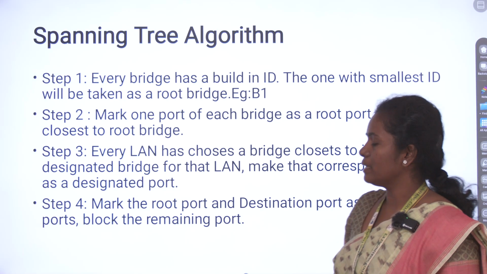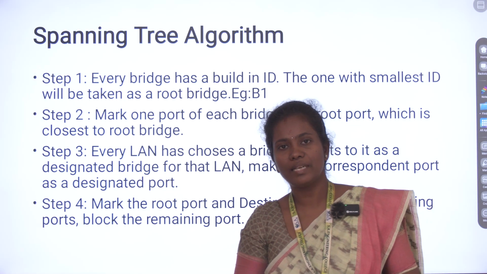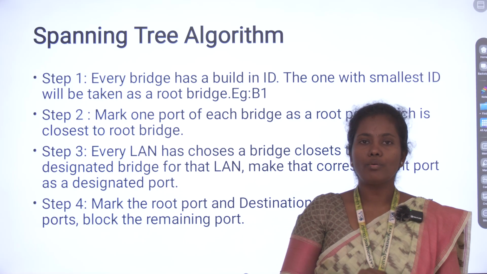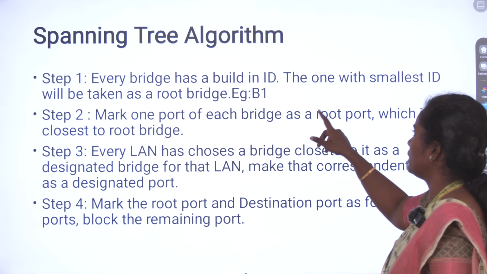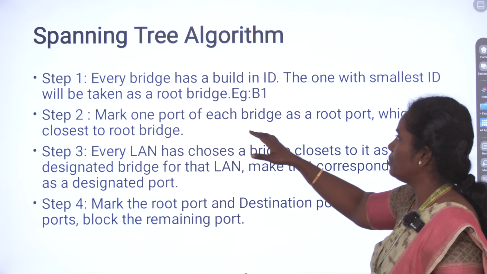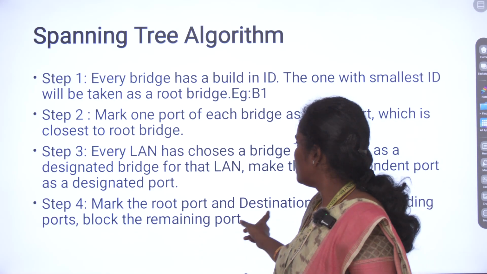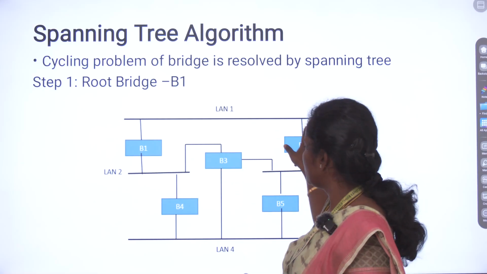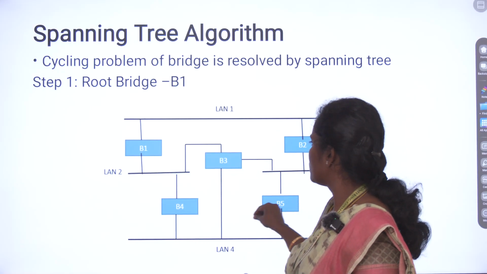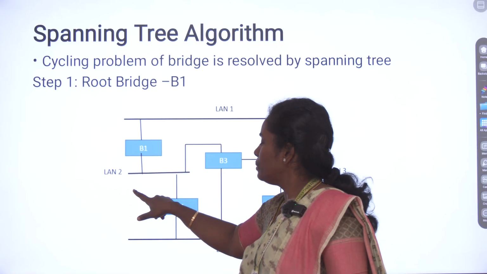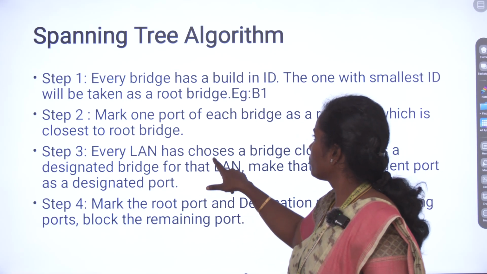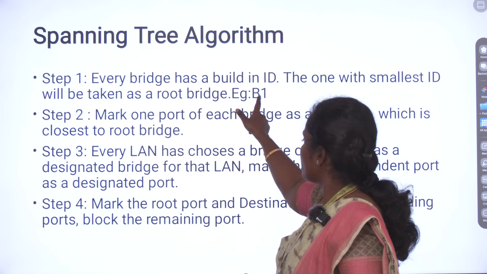These are the capabilities of a bridge. Next, we will see the spanning tree algorithm. Spanning tree is the same as the data structure we studied. In order to avoid cyclic formation, step 1: every bridge has a built-in ID. The one with the smallest ID will be taken as the root bridge. On the next slide, we will see the diagram. In this diagram, I have 5 bridges. Among these 5 bridges, I have taken B1 as the smallest, so I am taking B1 as the root bridge.